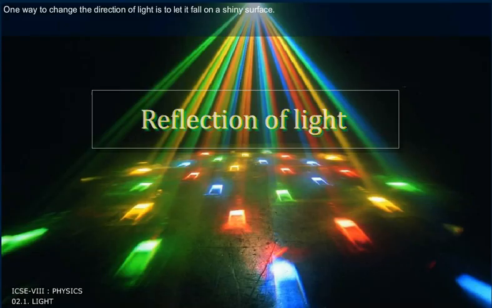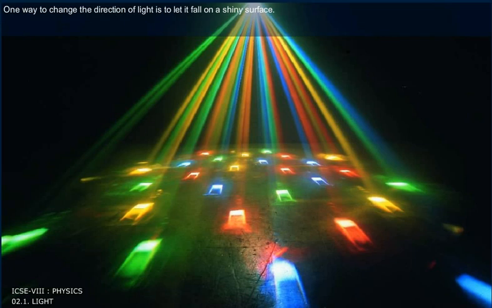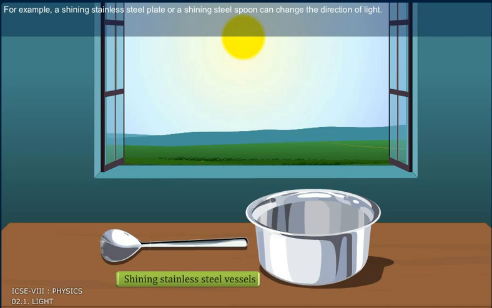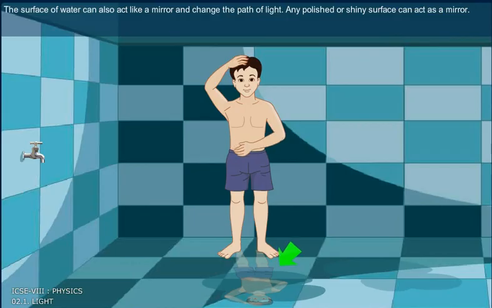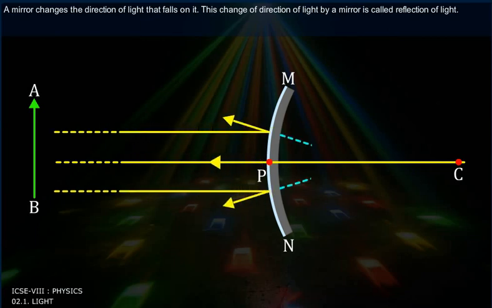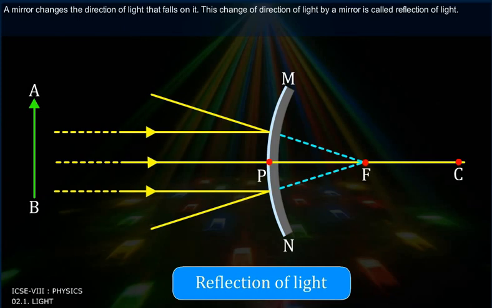Reflection of light. One way to change the direction of light is to let it fall on a shiny surface. For example, a shiny stainless steel plate or a shining steel spoon can change the direction of light. The surface of water can also act like a mirror and change the path of light. Any polished or shiny surface can act as a mirror. A mirror changes the direction of light that falls on it. This change of direction by a mirror is called reflection of light.